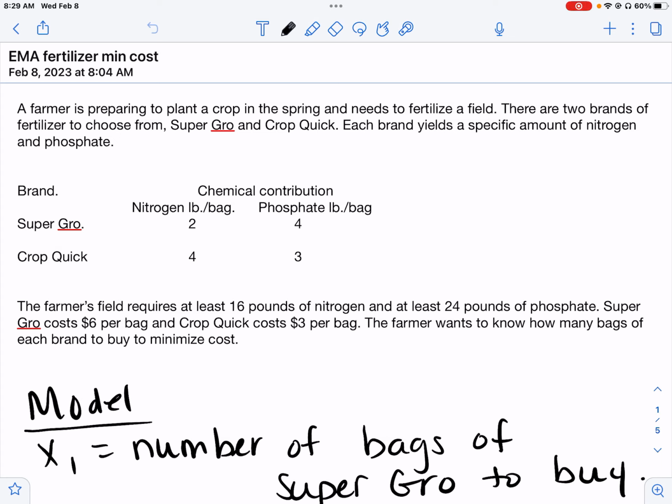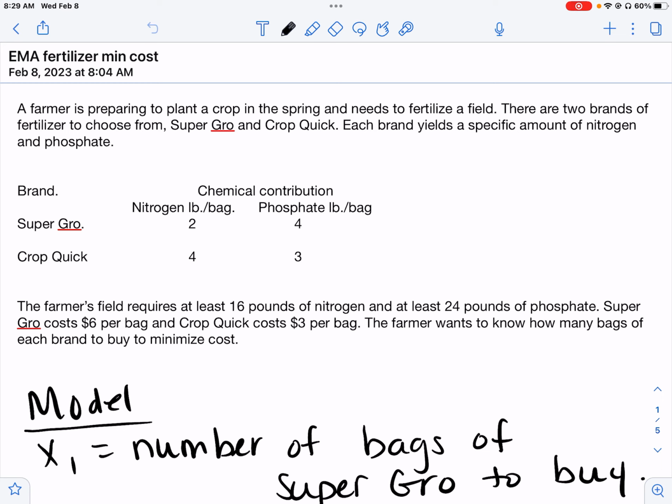A farmer is preparing to plant a crop in the spring and needs to fertilize a field. There are two brands of fertilizer to choose from, Supergrow and Crop Quick. Each brand yields a specific amount of nitrogen and phosphate.